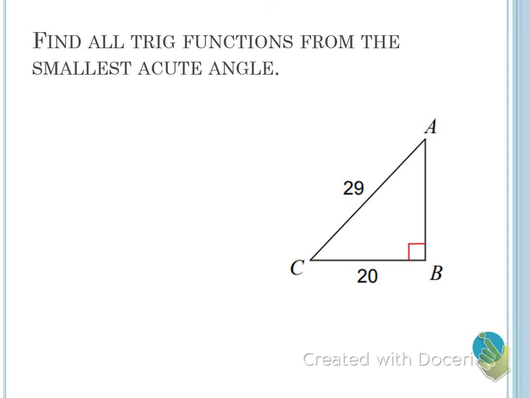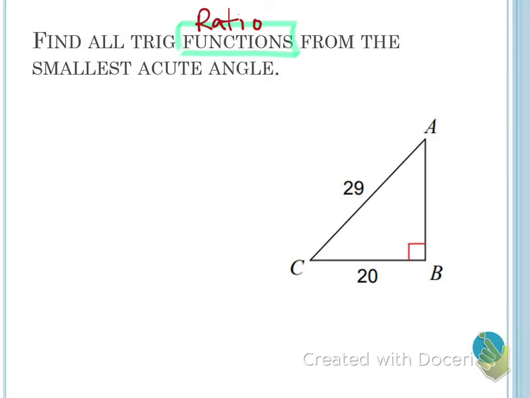All right, so this is a similar quiz question. Find all the trig functions from the smallest acute angle. It did use the word function, but don't let that scare you. Function, ratio, it's all the same thing. You're going to find sine, cosine, and tangent from the smallest acute angle. What do we notice about this triangle first?